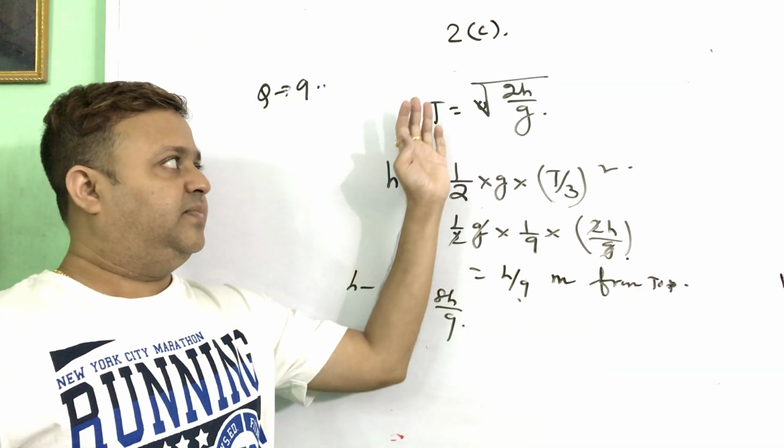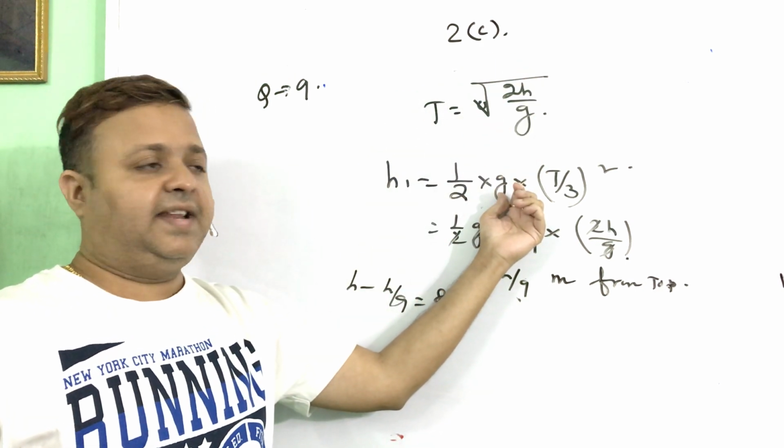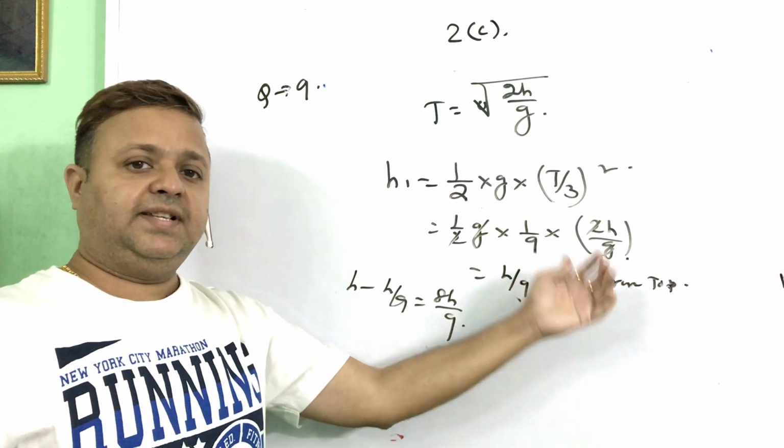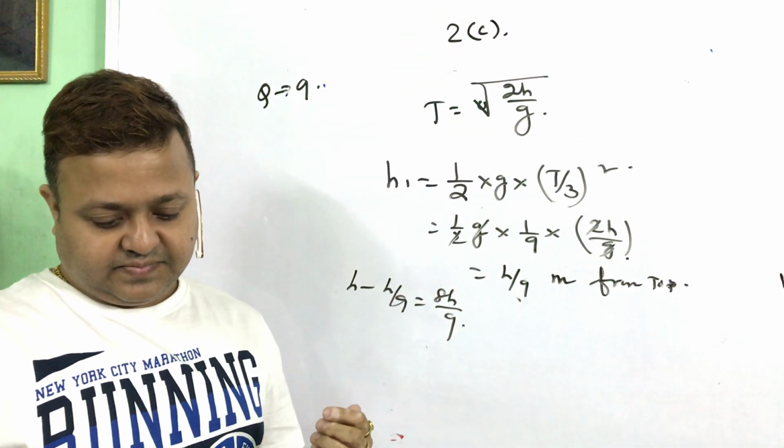The time required to hit ground is root of 2h by g, তাহলে height covered during t by 3 second is equal to this one. This is the height from the top, so the height from the bottom is h minus h by 9.